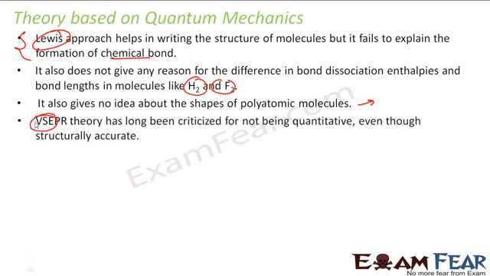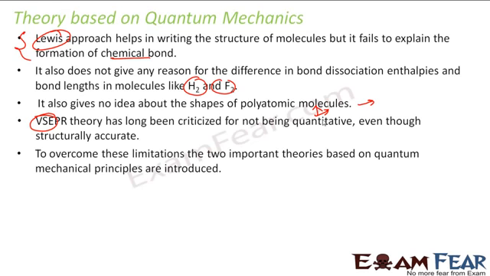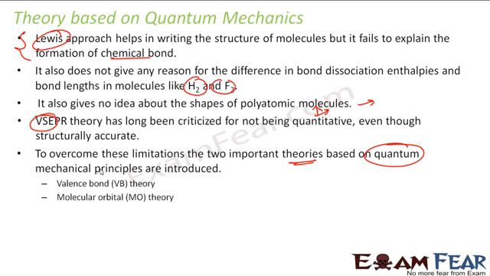VSEPR theory is criticized because it is not quantitative. Just based on observation they have found it, but there is no crude reason why it should be of the particular shape. It's not structurally accurate. And to overcome these limitations from these experimental ways, they came out with theories based on quantum principles. These theories were valence bond theory and the molecular orbital theory.